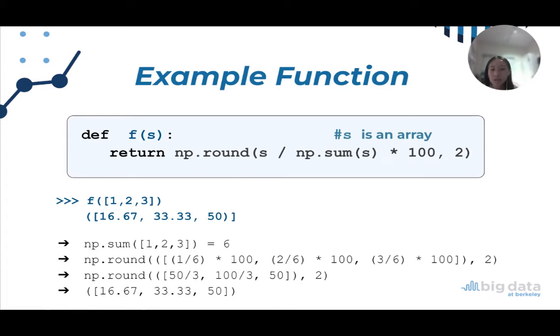We round s divided by the sum. So it would be 1 divided by s, or 1 divided by 6, 2 divided by 6, and 3 divided by 6, and then multiply that all by 100, as we can see inside that np.round built-in function. And then once we get that, it's rounded to the second. And so you can see this is how we got our number.